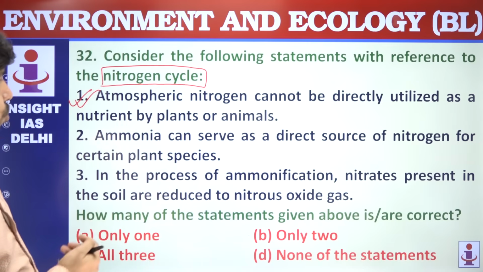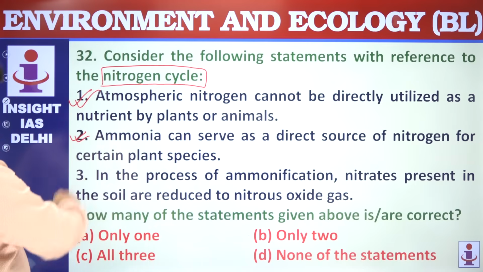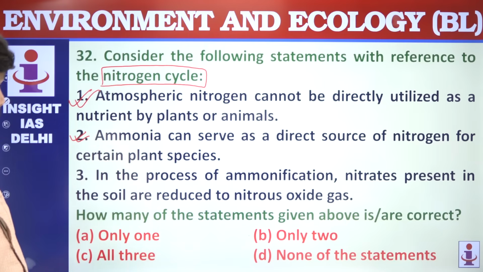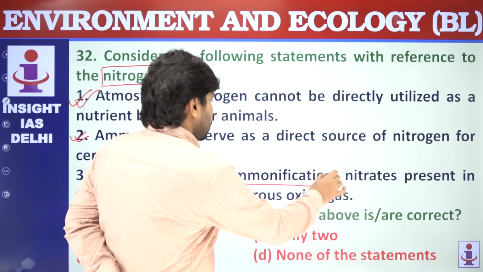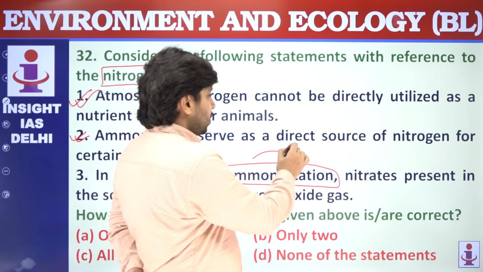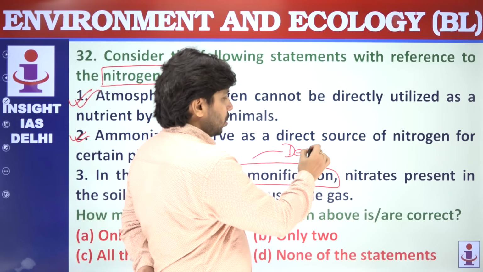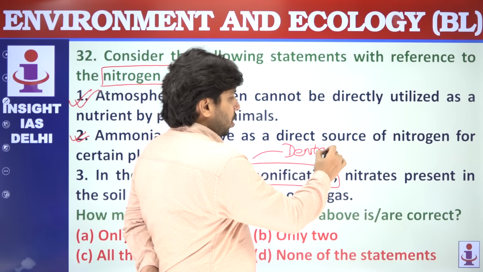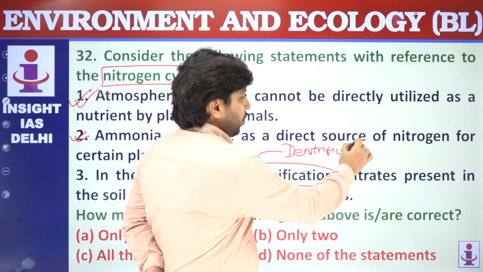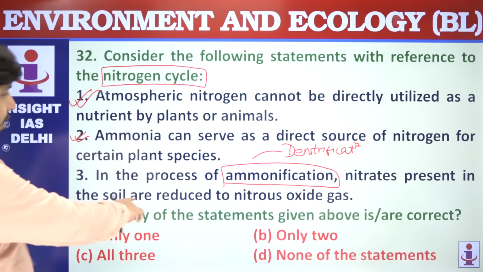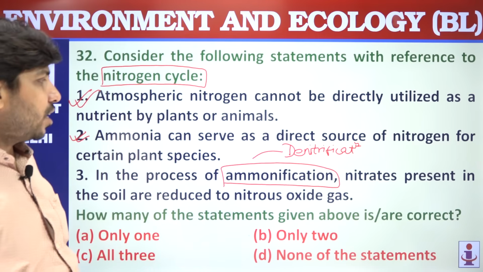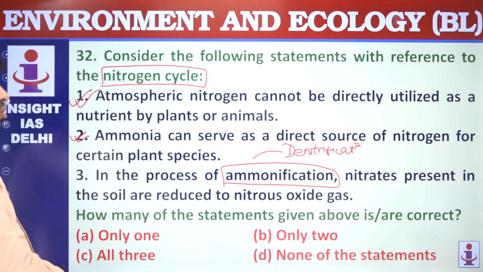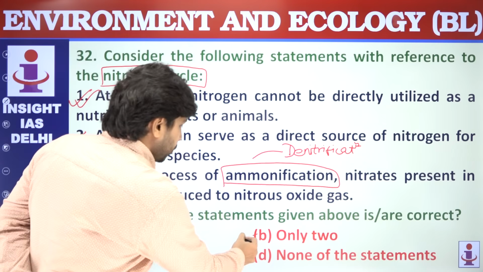Ammonia can serve as a direct source of nitrogen for certain plant species. Correct. In the process of ammonification, nitrates present in soil are reduced to nitrous oxide gases. Okay, so two terms. One is ammonification. Second one is denitrification. So the third statement, nitrates present in the soil are reduced to nitrous oxide gas, that is an example of denitrification, not ammonification. So third one is not correct. Only two are correct. Option B.